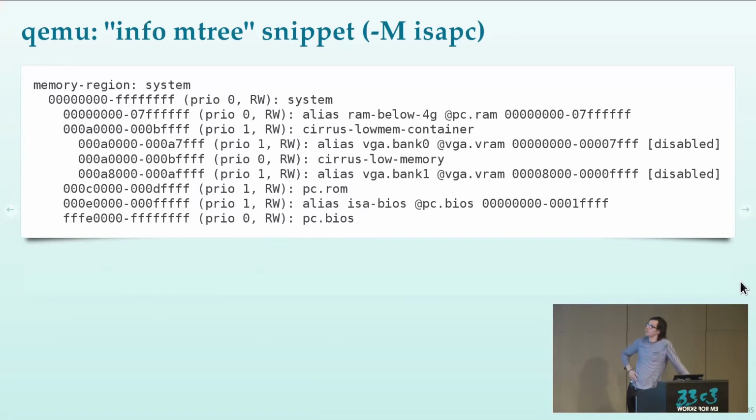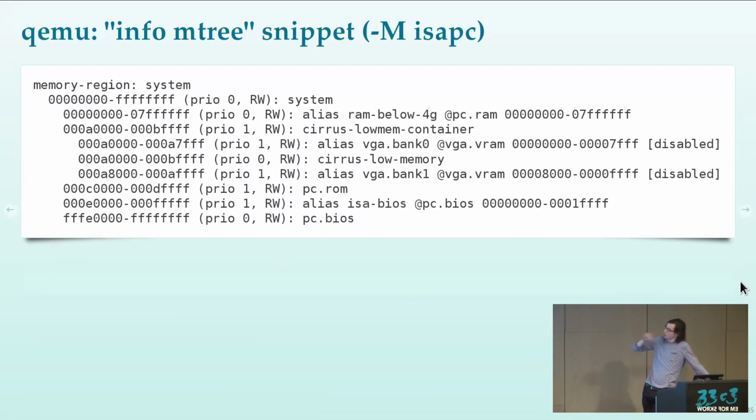There's a system memory region of the simplest machine type we have. It's an all-ISA PC without any PCI stuff. But it's nice to see how this looks. Here's the system region, which covers the complete address space. We have the memory, which is 128 kilobytes, I think. And then we have a container, which is a region which just holds the subregions for the VGA memory.